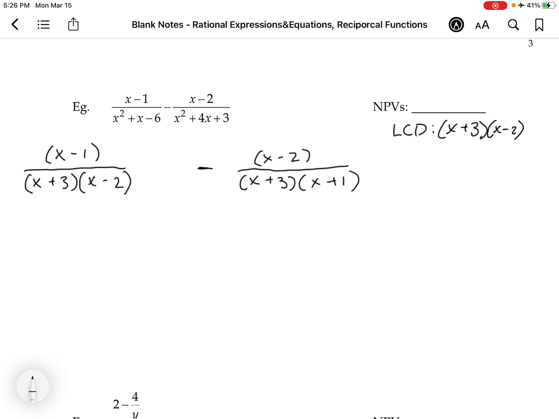Okay, and now I'm going to move on to my second one. This has two factors. It's got x plus 3 and x plus 1. Now, I already have the factor of x plus 3 in my LCD. I don't need to put that in again. So all I need to add in is this factor of x plus 1. Okay, that is my LCD. From there, I can write out my non-permissibles. So here, x cannot equal -3, 2, and -1.